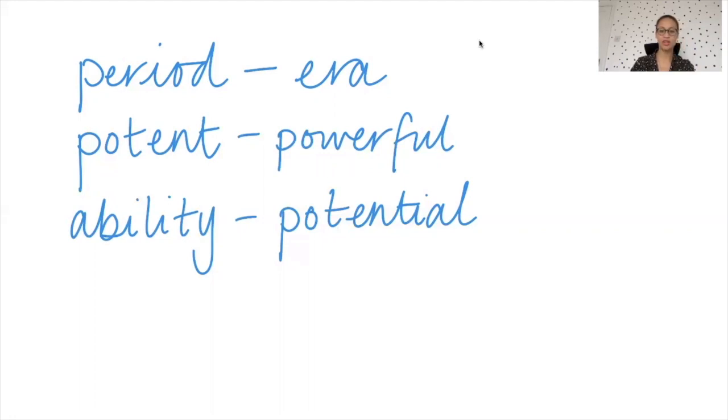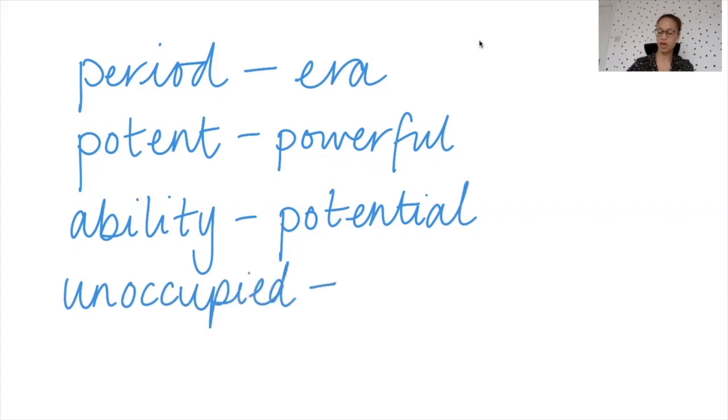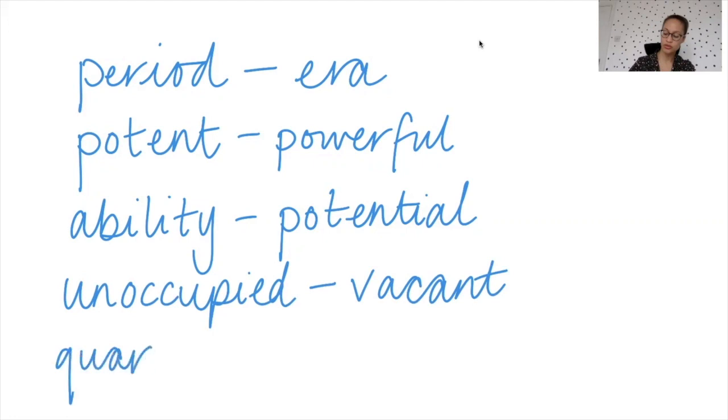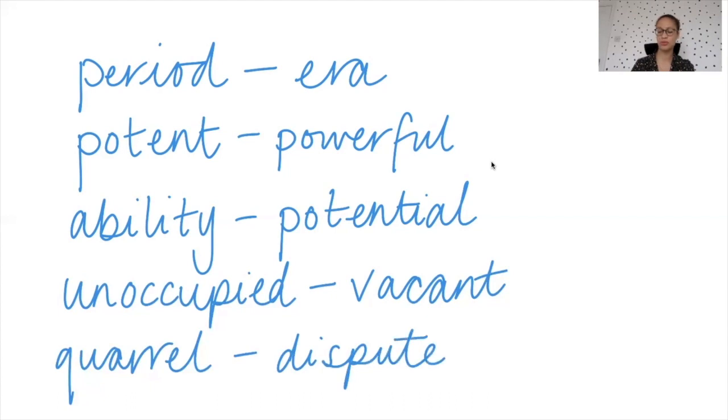Unoccupied, vacant, good. If you're not sure, by the way, which part of the sheet you're on, can you just send a message to Kai? And actually, if you're not too sure, then you can just write down these words from the board. Doesn't really matter if they're on the right part of your sheet. Okay, a quarrel. So a quarrel is an argument. So yep, good guys, it would go with dispute.